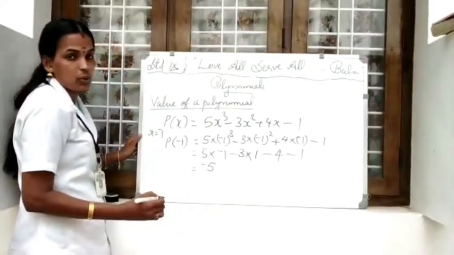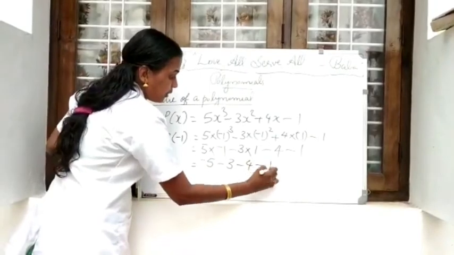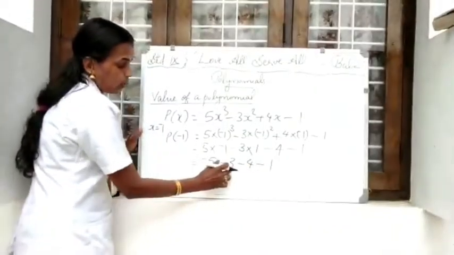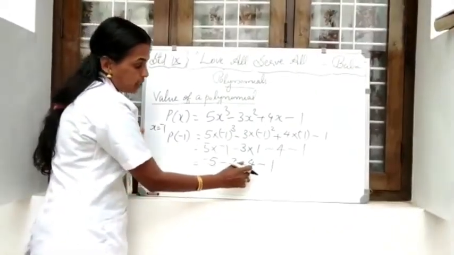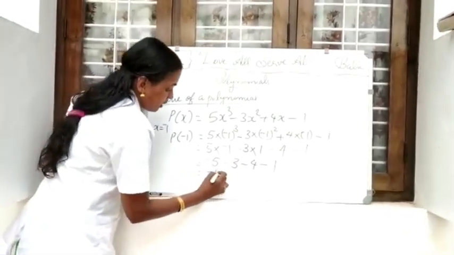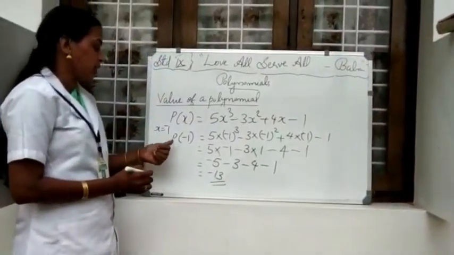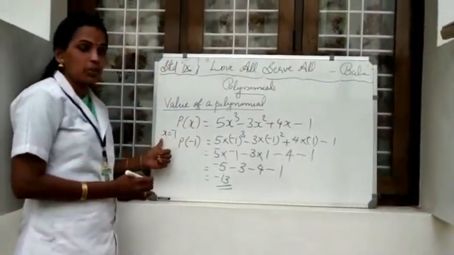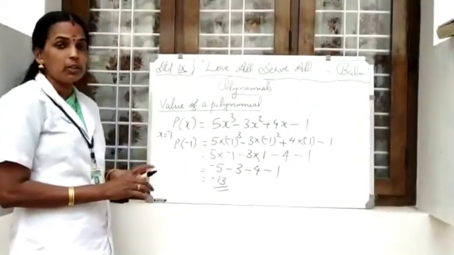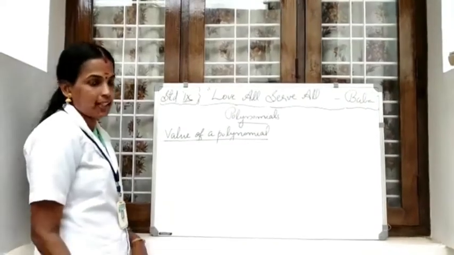5 into negative 1, negative 5, negative 3, negative 4, negative 1. Minus 5, minus 3, minus 8, minus 8, minus 4, minus 12, minus 12, minus 1. Negative 13 is the answer. That means the value of p of x at x equal to negative 1 is negative 13. Then children, we can consider one another example.